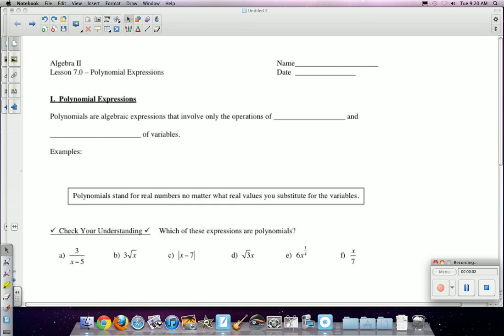So, how many of you guys have dealt with classifying polynomials before? Anybody? No. You're like, maybe, but I don't know what you're talking about.